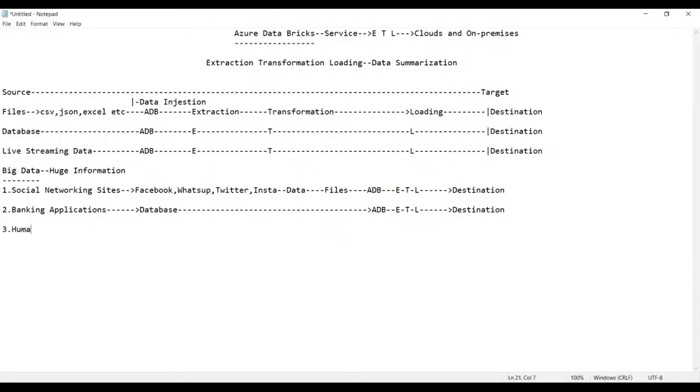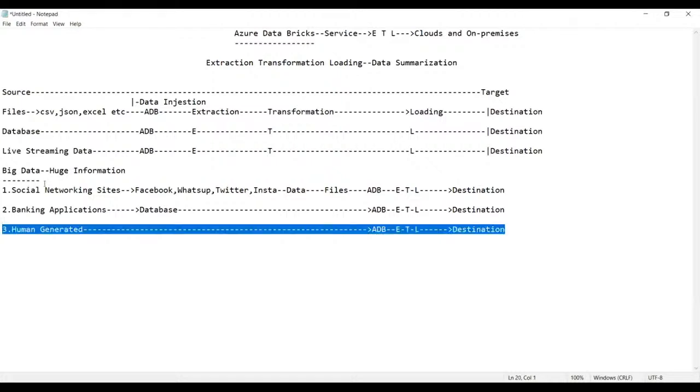Likewise, you can also get the data from human generated data. Human generated means the data which is generated by you and me. Same process: human generated data will be accessed into the ADB, and using the ADB we perform the job of extraction, transformation, and loading. Ultimately, we load the data towards its destination.